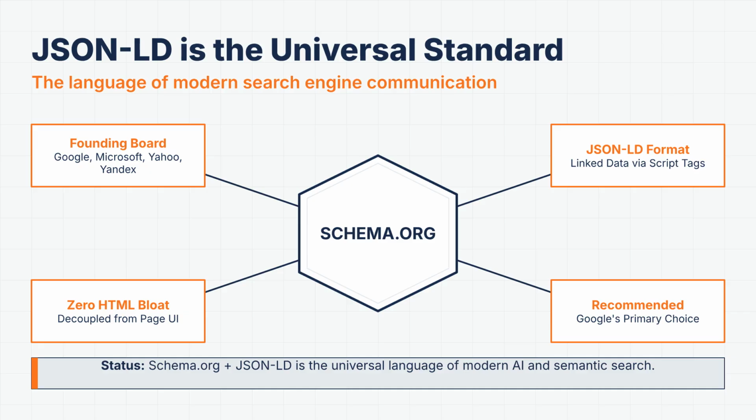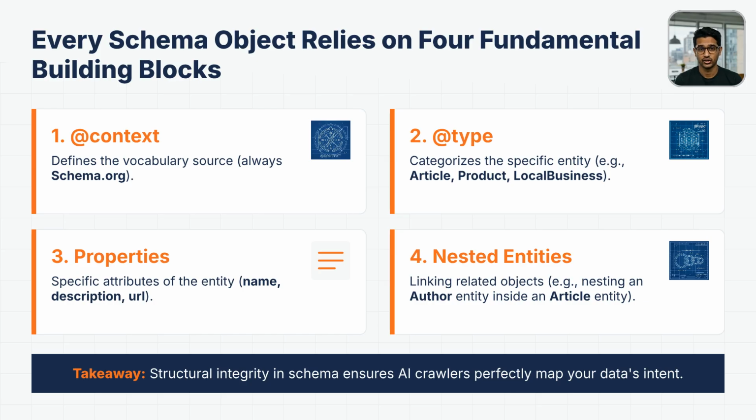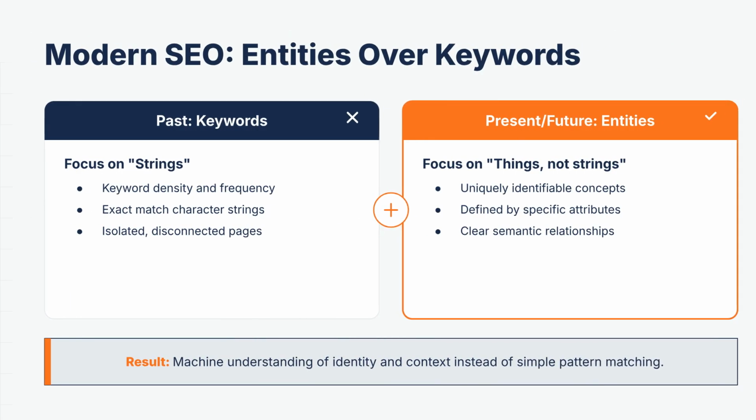JSON-LD has emerged as the universal standard for search engine communication. It's supported by major tech leaders, keeps your HTML clean, and is Google's preferred format for structured data. Every schema object is built on 4 pillars: the context, the type of entity, its specific properties, and how it nests with other entities. Getting this structure right is vital for precise AI mapping.